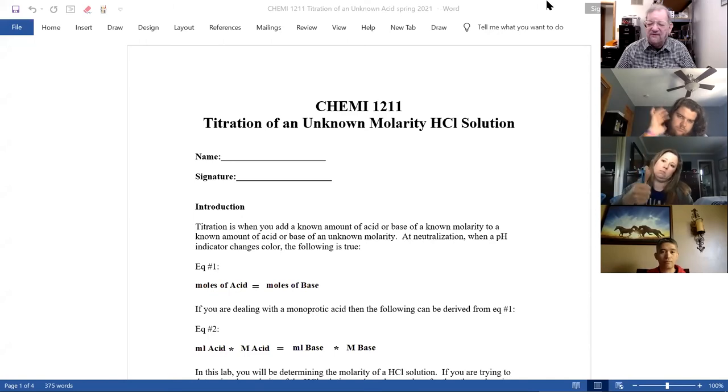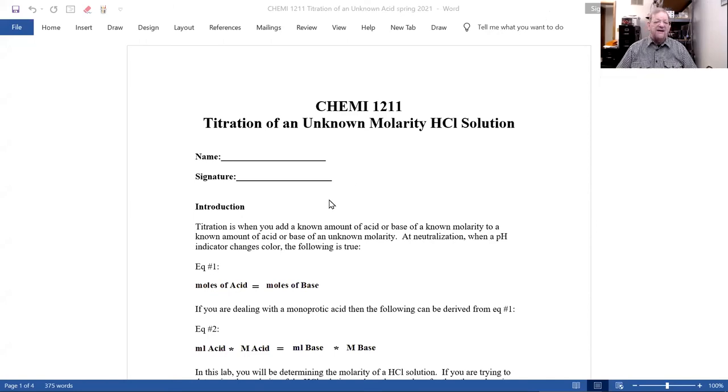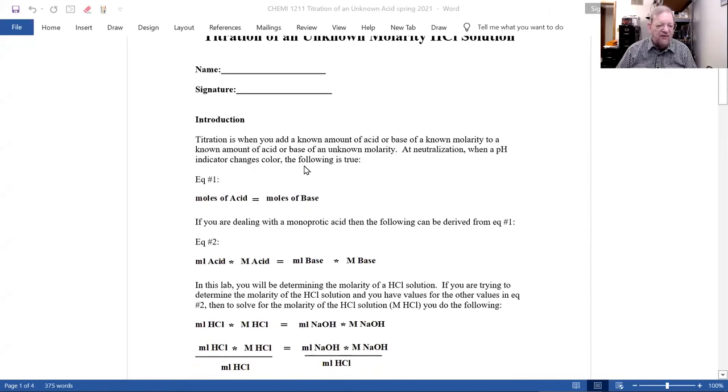All right, today's lab deals with titration. Titration, let me open it up. Everybody see titration of unknown? Thank you, thumbs up people. Today's lab deals with titration of an unknown molarity HCl solution. Hydrochloric acid, HCl, is an acid. Now, titration is when you add a known amount of an acid or base of a known molarity to a known amount of an acid or base of an unknown molarity. And at neutralization, the pH indicator changes color, and the following is true.